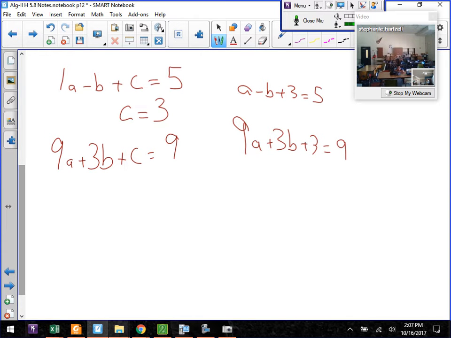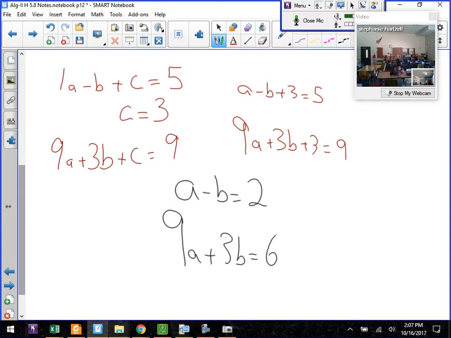Which means I can simplify it one step further and get a minus b is 2, and 9a plus 3b is 6. And now you're at a generic 2x2 system of equations, which happens to be one of the quickest ones to solve because on your second equation, I can take a GCF out of it. What's the GCF of that second equation? 3. If I take out a 3, does that 3 have any bearing upon the problem anymore? No. So I can do this.